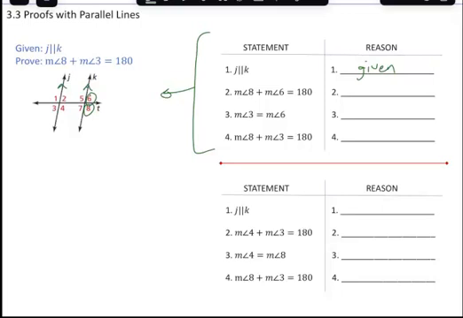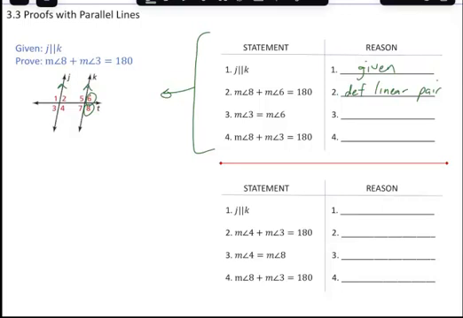What would those be described as being? They're supplementary, but what is the relationship? Adjacent angles that form a straight line are a linear pair. Good. All right, so this is definition of linear pair, right? Adjacent angles that form a straight line add up to 180 degrees. Okay, so we'll justify that as the definition of linear pair.